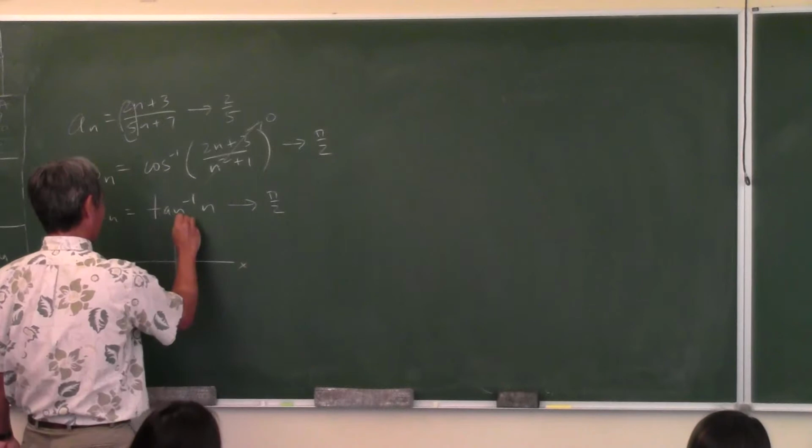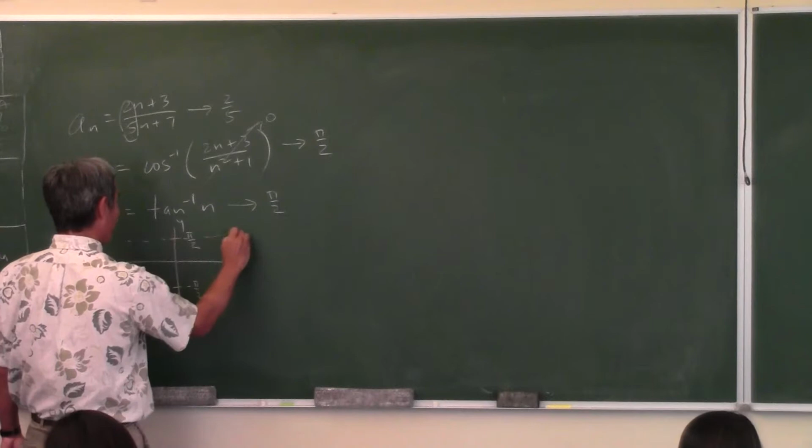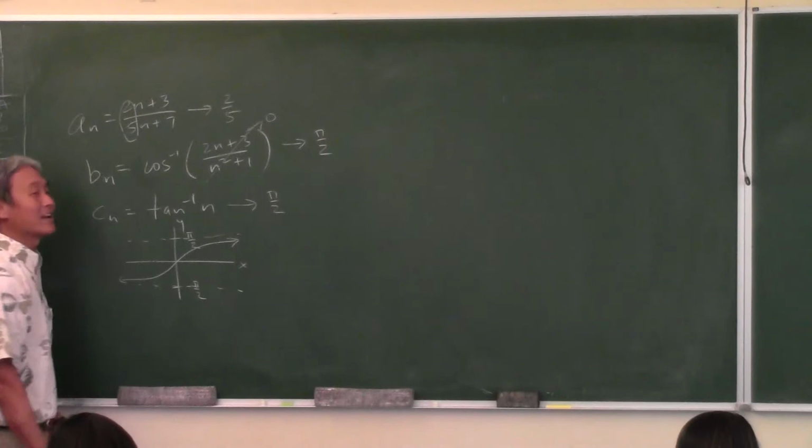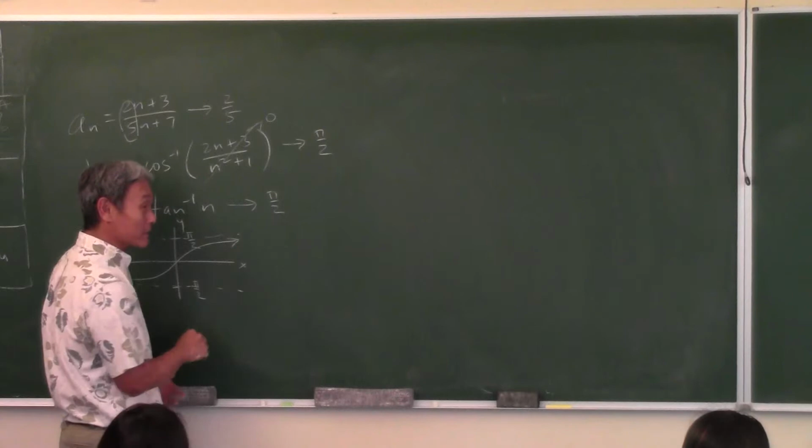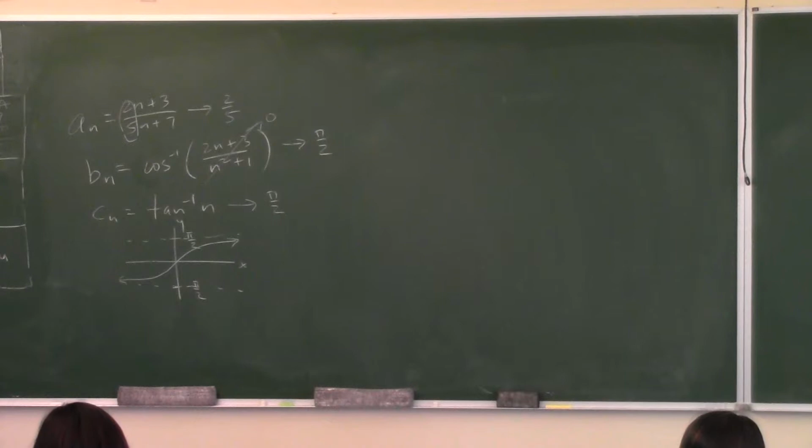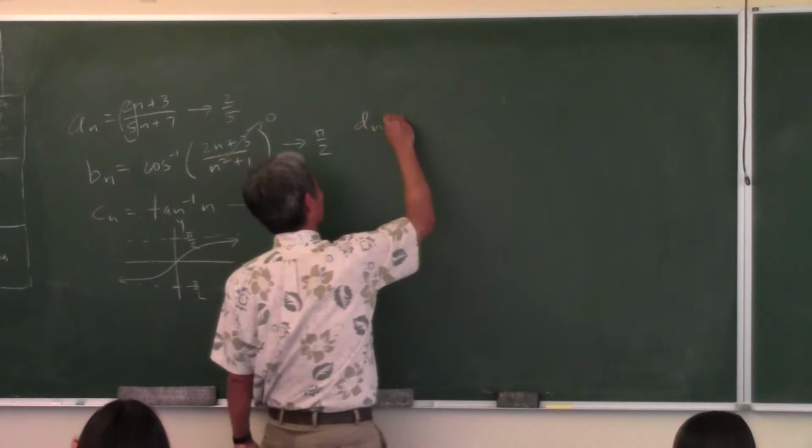Here. Let me draw the graph of tan inverse for you. Because some of you are going, pi over 2, where's that coming from? As the graph is going to the right, the y coordinates are getting closer and closer to what number? Pi over 2, because that's the horizontal asymptote. Basically, when you're finding the limit as n approaches infinity, you're asking for what is the horizontal asymptote, if there is one. You guys think you're good? D sub n is equal to sine n.